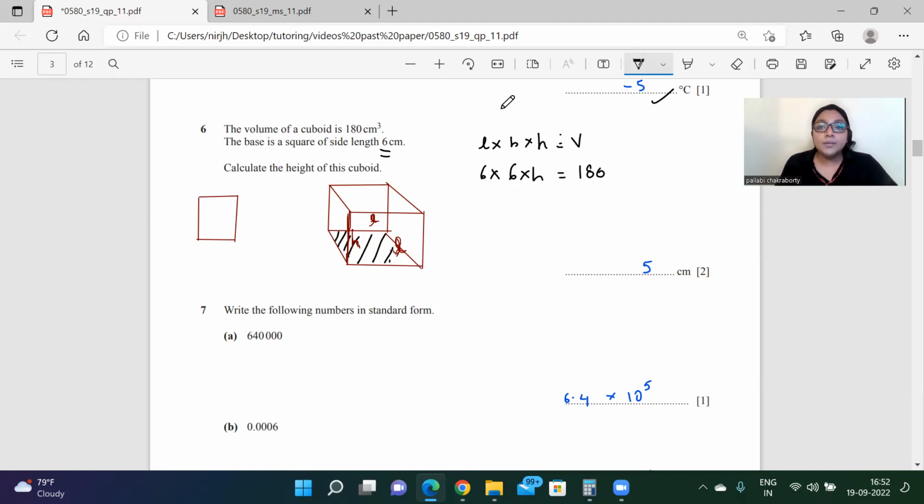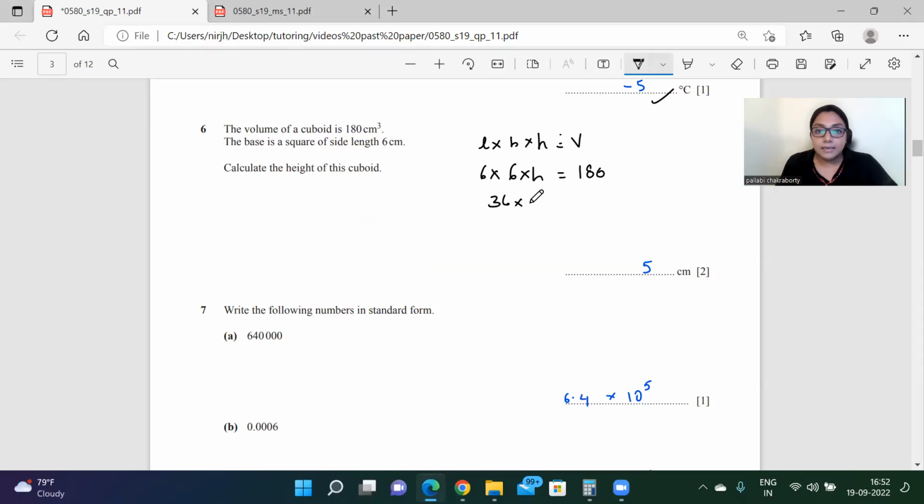Now here again, you have two methods to solve this question. The first one is you can use your calculator and simply do this. 36 times h is equal to 180. h becomes 180 by 36. If you use the calculator, you will get the answer 5.